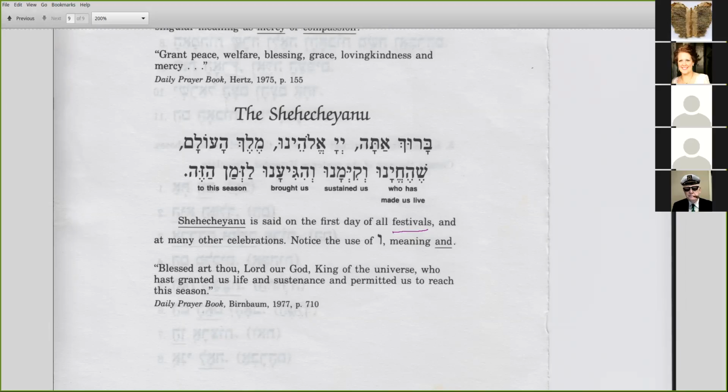All right, so let's look at it here. Baruch atah Yahuwah, Eloheinu melech ha'olam, shehechiyanu, v'kiyamanu, v'higianu, lazman hazeh. And then usually we'd have the rejoinder, Amen. All right. Very good.